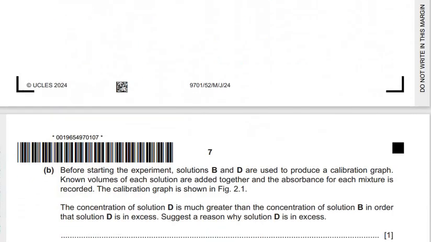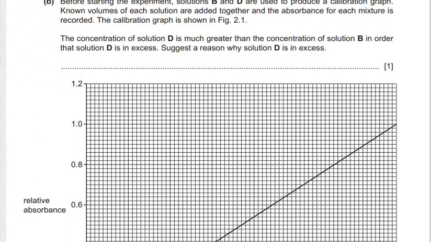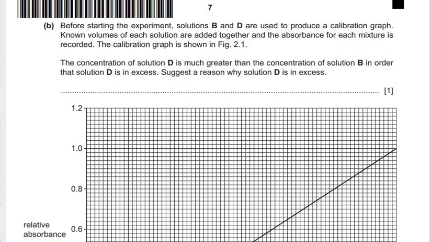Fine, let's go ahead with the next part, where it says before starting the experiment, solutions B and D are used to produce a calibration graph. Known volumes of each solution are added together, and the absorbance for each mixture is recorded. The calibration graph is shown in figure 2.1.